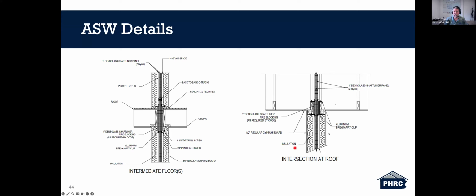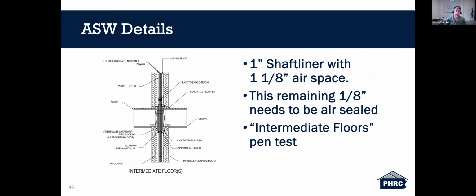And then over here on the right-hand side, this is our intersection of our conditioned space, second floor or first floor of a ranch, to our attic space above. Again, we're going to have installed fire blocking here, but we also make sure that we have correct and adequate air sealing as well. So we're going to focus in on the intermittent floors first, and this red line is going to be drawn as our air barrier.